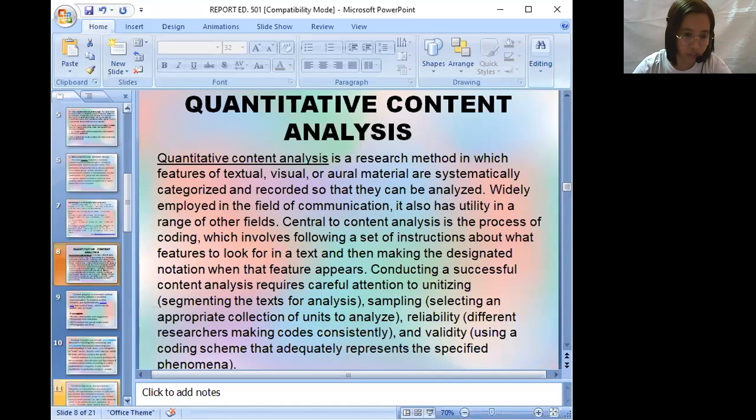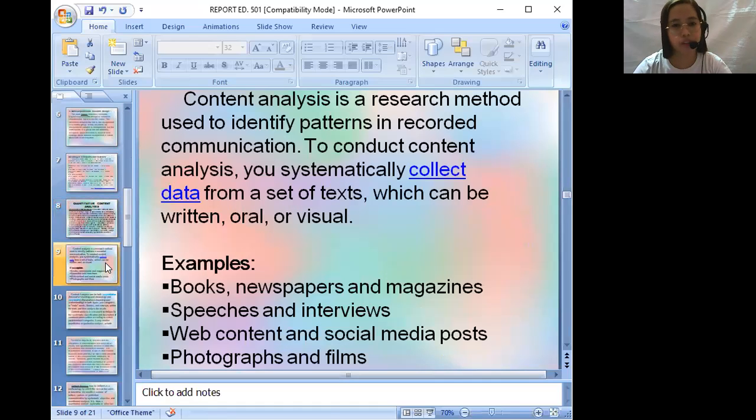Content analysis is a research method used to identify patterns in recorded communication. To conduct content analysis, you systematically collect data from a set of texts, which can be written, oral, or visual. So examples, we have books, newspapers, and magazines, speeches and interviews, web content and social media posts, photographs and films.